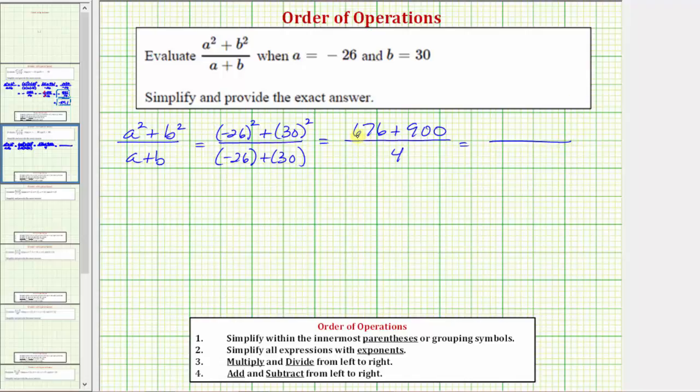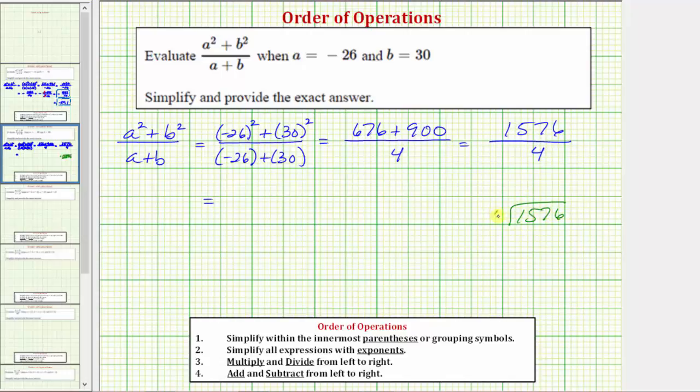In the numerator, 676 plus 900 is equal to 1,576. So we have 1,576 over 4, or 1,576 divided by 4. We do want to simplify this fraction. In this case, 4 is a factor of 1,576, so this will simplify perfectly to a whole number. Remember, the divisibility rule for 4 is if the last two digits are divisible by 4, so is the entire number. So because 76 is divisible by 4, so is 1,576.